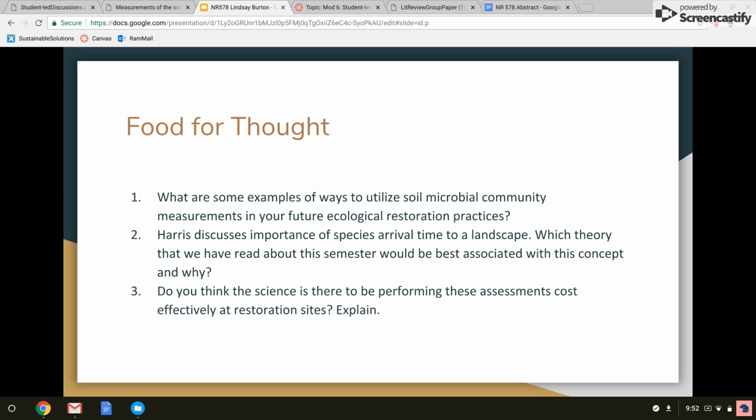And the third is, do you think the science is really there to be performing all of these assessments cost effectively at restoration sites? Either way, please explain.